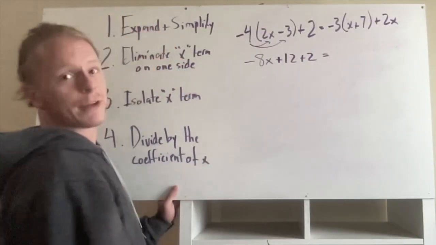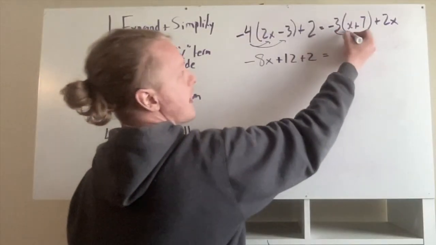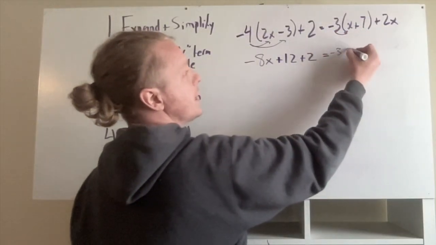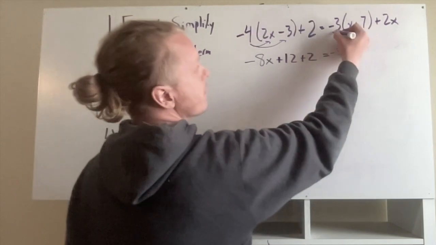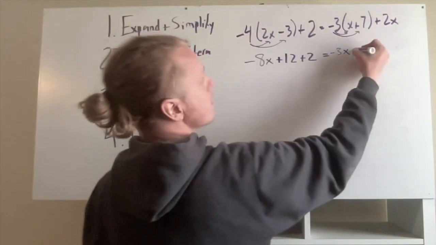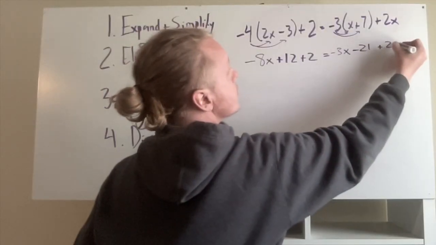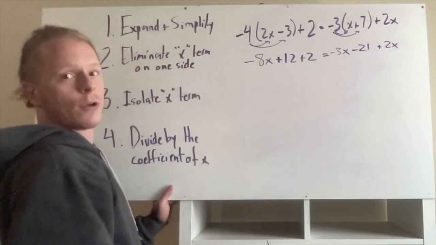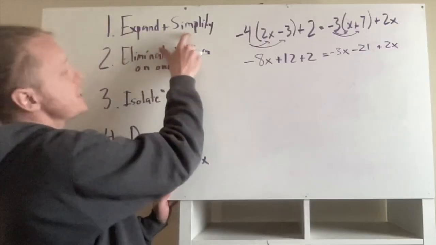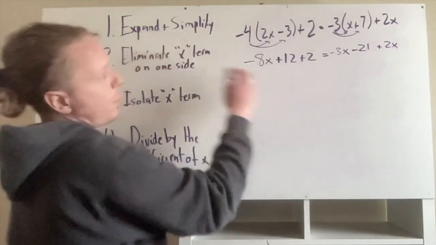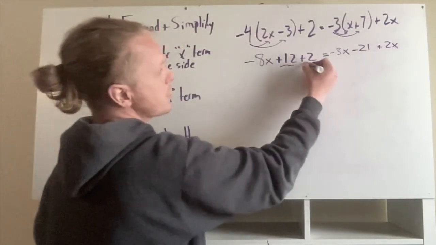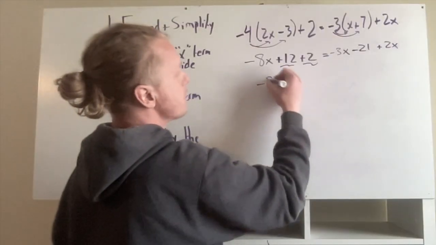Okay, let's do the same thing over here. -3 times x, -3x, and -3 times +7 becomes -21 plus 2x. Okay, so we just expanded. Is there any simplifying to do? Well, over here, these are like terms, so let's combine those.